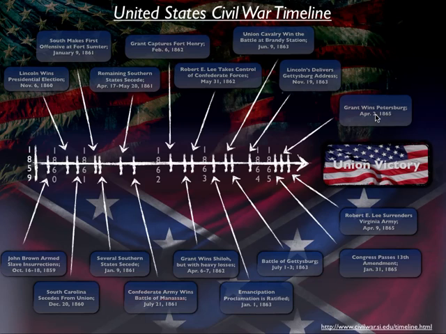So, Grant, as you can see here, and we already know this, is one of the Union's greatest generals. Even though he's a drunkard, he seemed to have some sort of God-given gift to win battles. And then, last of all, that battle at Petersburg was the last straw for the Confederate defeat. And Robert E. Lee surrendered the Virginia Army on April 9th of 1865.